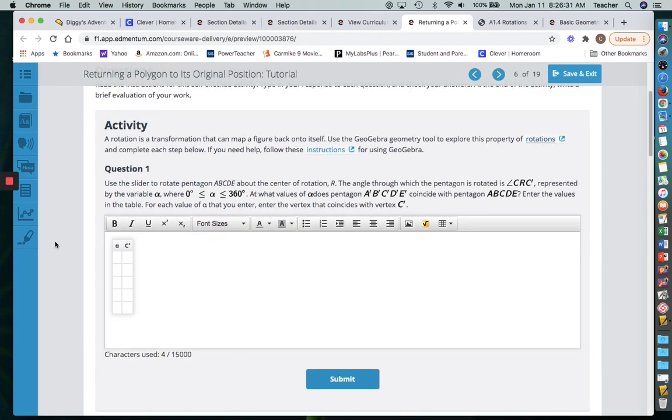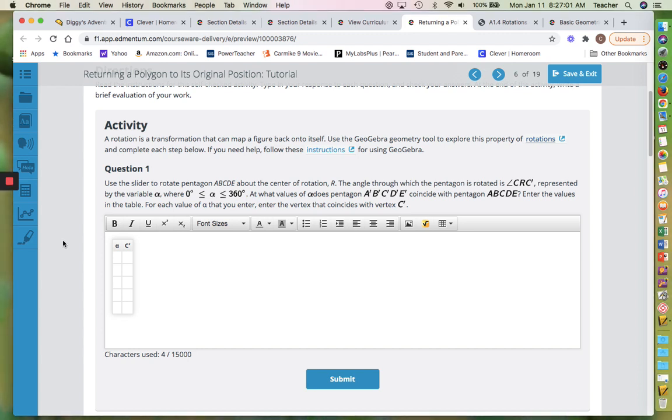Okay, question 1. Use the slider to rotate pentagon ABCDE about the center of rotation R. The angle through which the pentagon is rotated is angle CRC prime, represented by the variable alpha. And that's going to be between 0 and 360 degrees. 0 is when it has not rotated at all, and 360 is a full rotation. All right, so for what values of alpha does the pentagon coincide with the original? Enter the values in the table, and for each value of alpha that you enter, the vertex that coincides with vertex C prime.